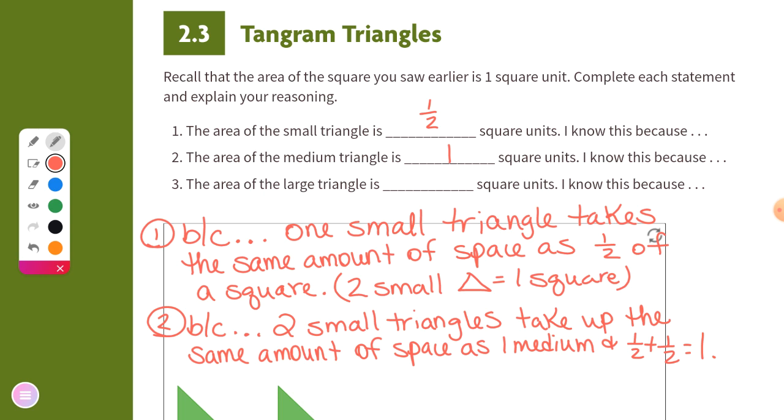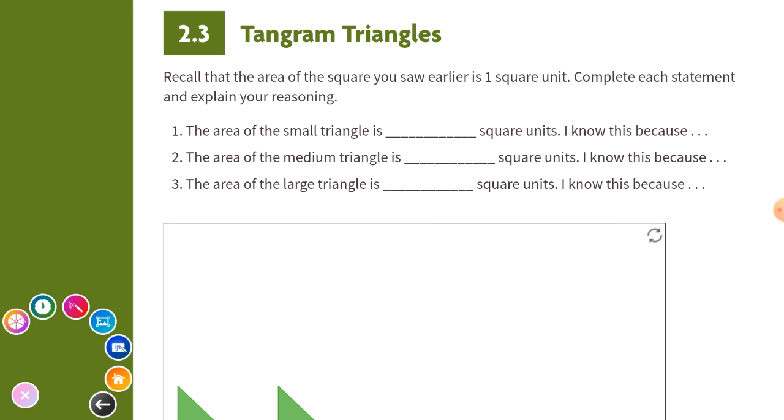Number 3, the area of the large triangle is blank square units. I know this because. Jack? 2 square units because a small triangle equals 1/2 of a unit, and 4 small triangles have the same area as a big triangle. Okay, so Jack's reasoning is 100% okay. I'm going to write this one on my whiteboard just so we can write different things because it depends how you looked at it. This is one where there's lots of correct answers.